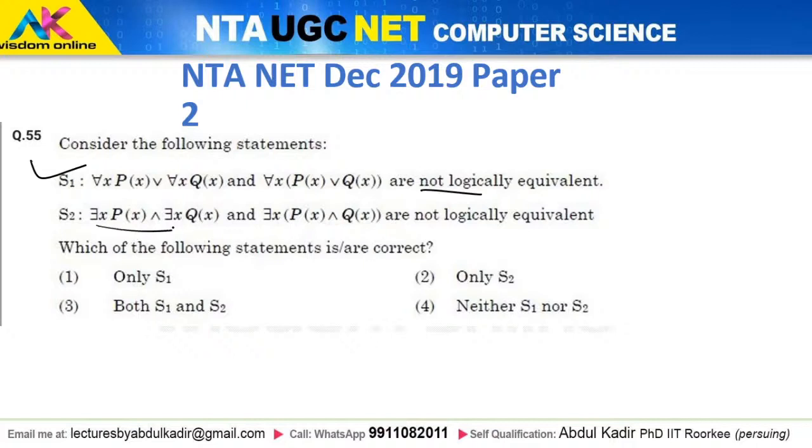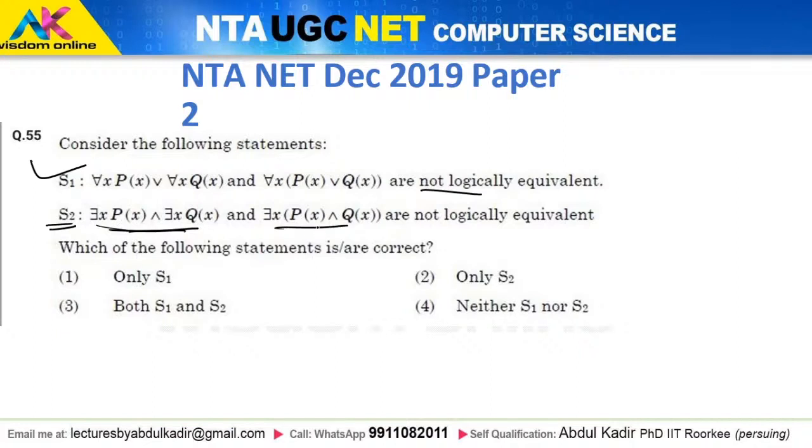Now let's come to this, there exist. Similarly, you can prove that this also is true. How can you prove it? See, it is saying that there exist x Px and there exist x Qx, and this is saying that there exist x Px and Qx.